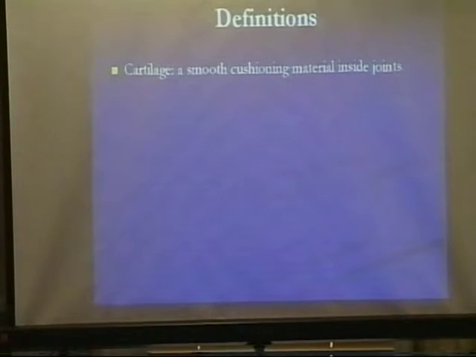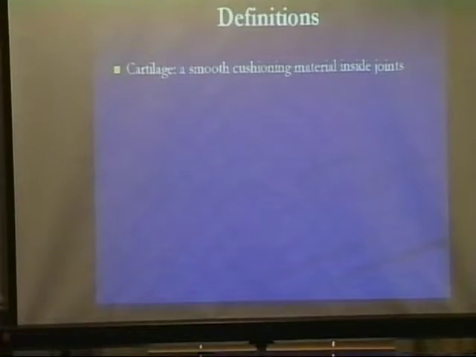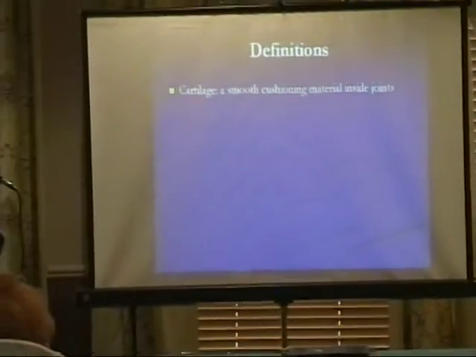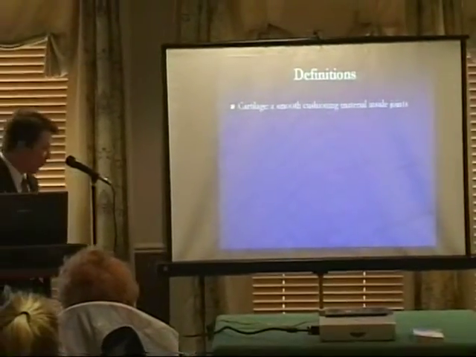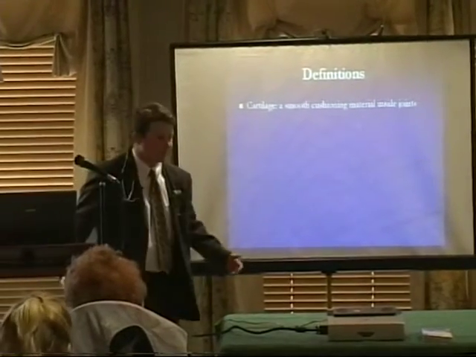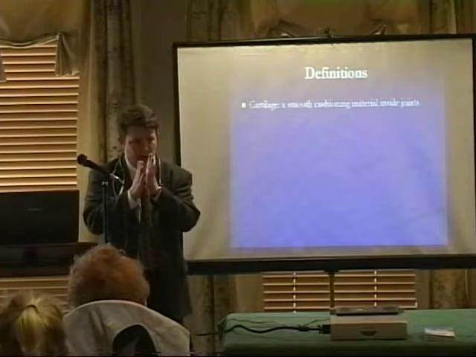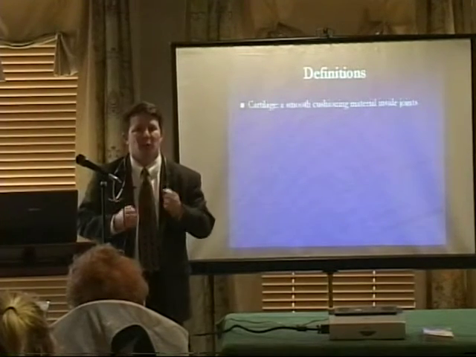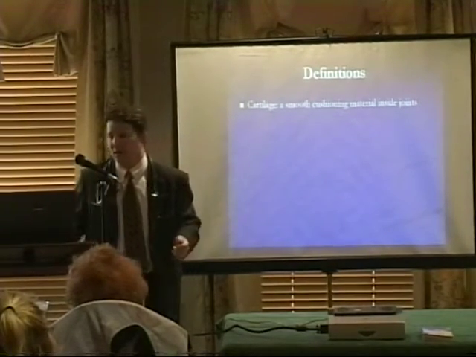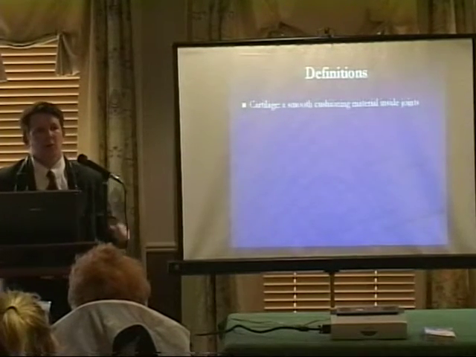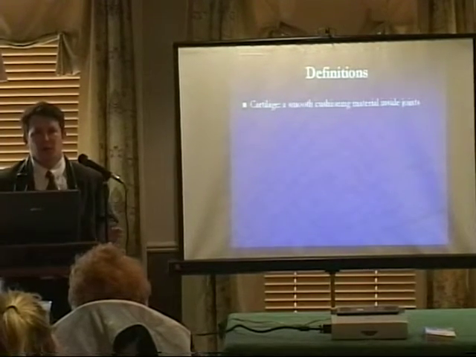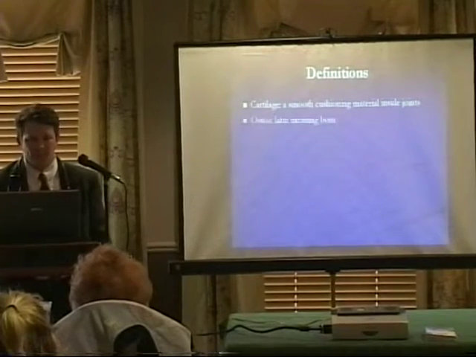Definition number one, what is cartilage? I've talked about it a little bit before. It's a smooth cushioning material inside the joints. If we were able to walk across the room and not have that cartilage to keep the smoothness there, we would have bone rubbing on bone, and we would always be in pain. But the way we were put together, we have this nice soft material to cause cushioning.